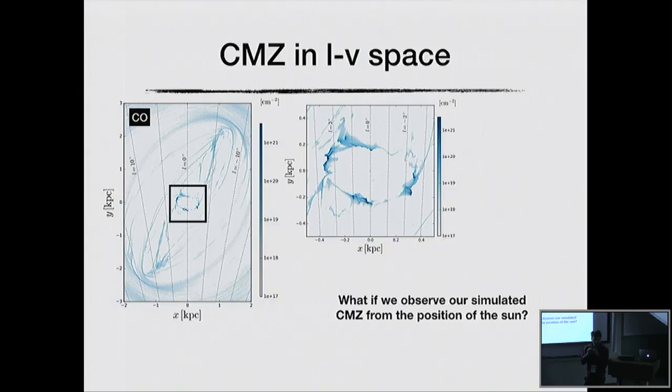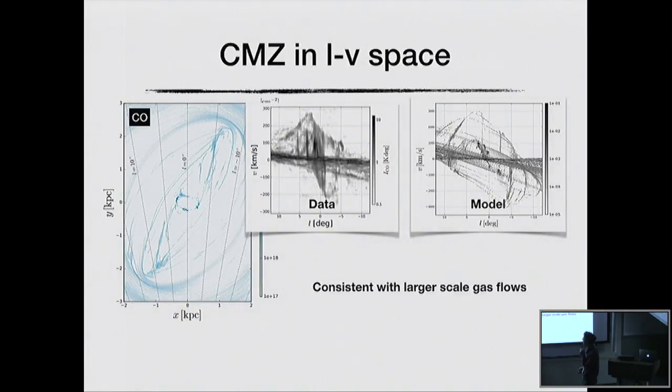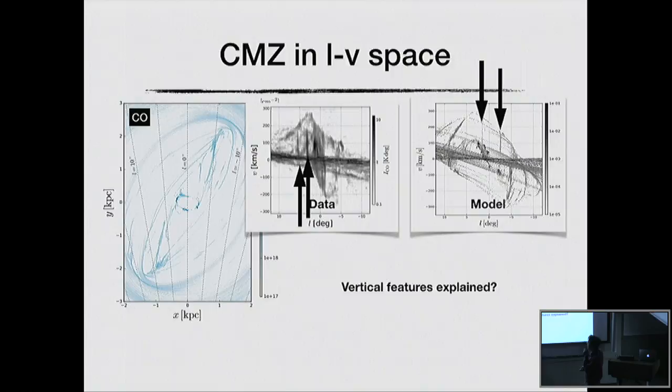One last question from the back. You mentioned these vertical streaks in the LV diagram. Can you talk a bit more about those? Yes. These features in the observations are extremely broad in velocity. They span about a few hundred kilometers per second in velocity, but are very narrow in longitude.